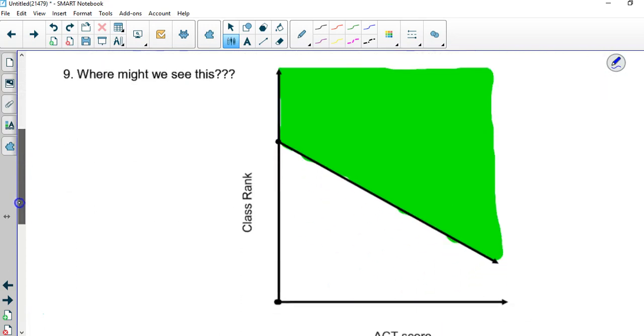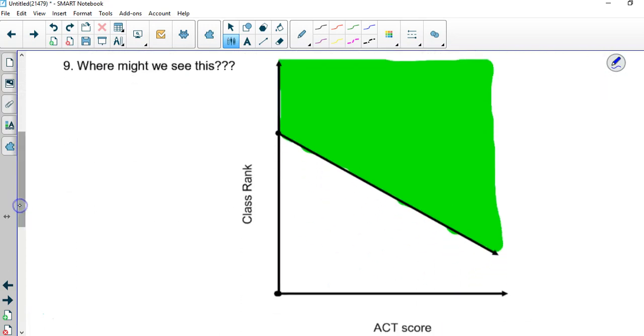And then where might we see something like this? As class rank goes up, ACT score gets higher. We're doing the shaded region above. Think about that. We'll talk about it in class.